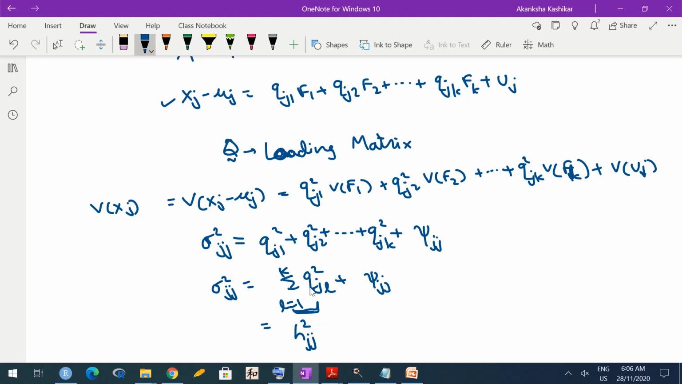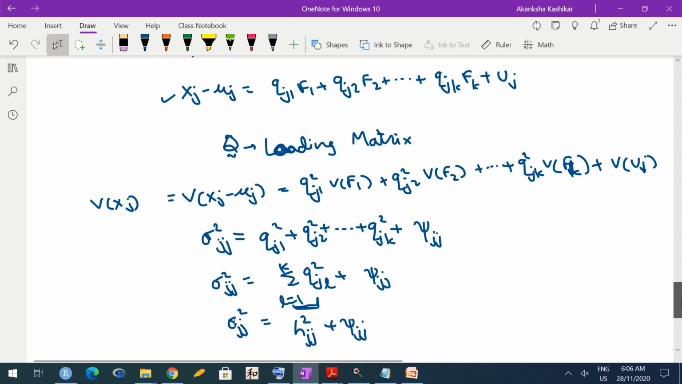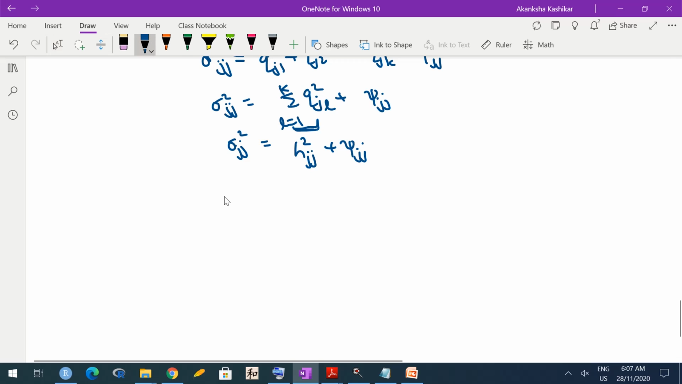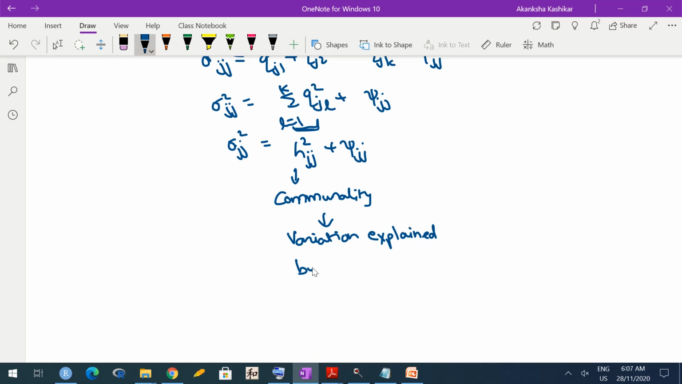Why do we give a square? Because it is a sum of squares, so we need to remind ourselves that it is going to be a non-negative number, zero or positive, it can't be negative. So hjj square, psi jj and sigma jj square. What does this final equation mean? We know that sigma jj square is the variance of xj. So this original variance of xj, or variation in xj, we are breaking down into two parts. This hjj square is known as communality. Communality means this is the variation explained by the common factors, the latent variables, and psi jj is known as the specific variance. This is the variation which is unexplained by the common factors.